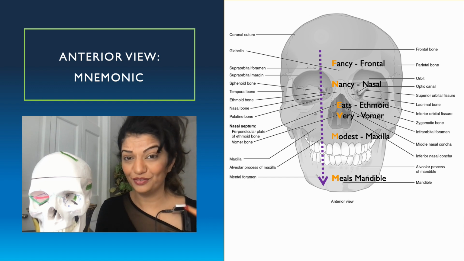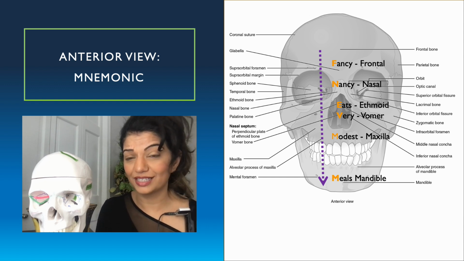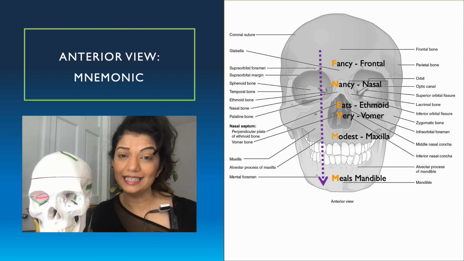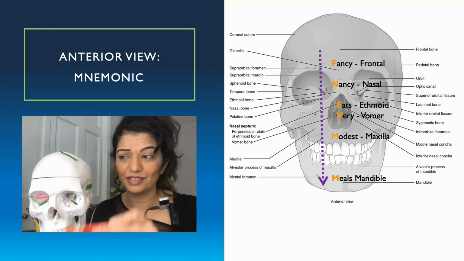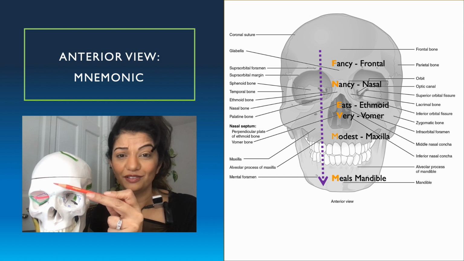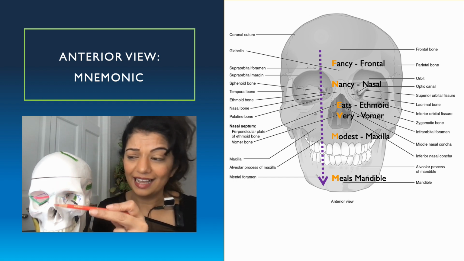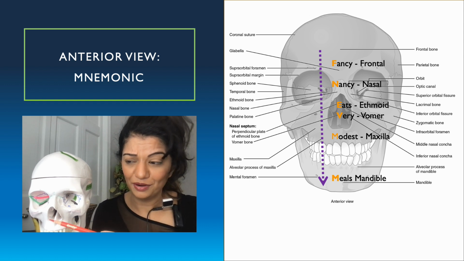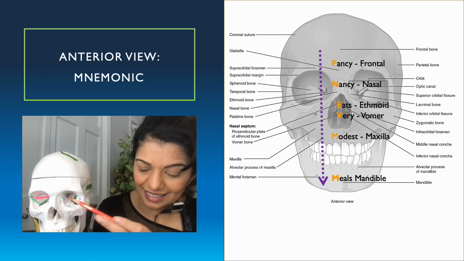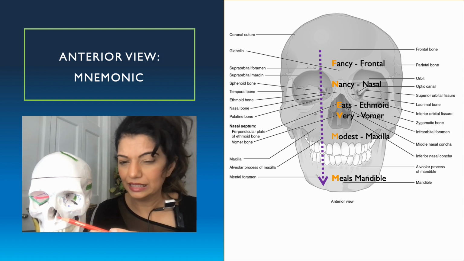And the mnemonic for the anterior aspect of the skull is going to be Fancy Nancy eats very modest meals. So we start at the top and we work our way down. So the very top is going to be frontal, fancy for frontal. Nancy is going to be your nasal bone. Eats is your ethmoid bone, which is actually seen in your orbit right there. It's off a little bit.